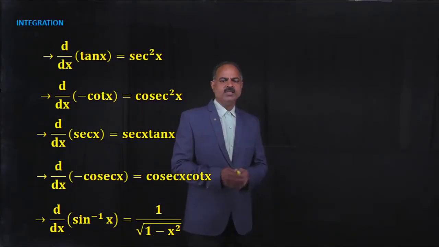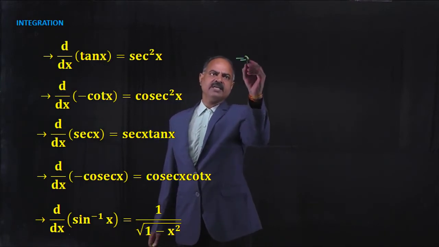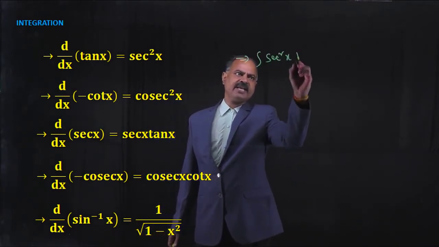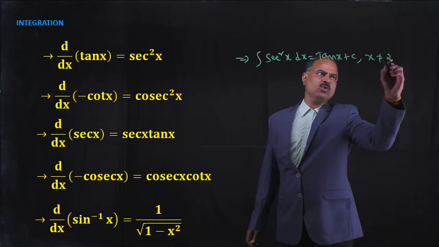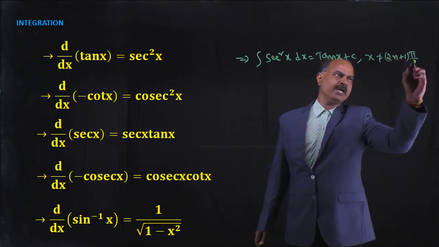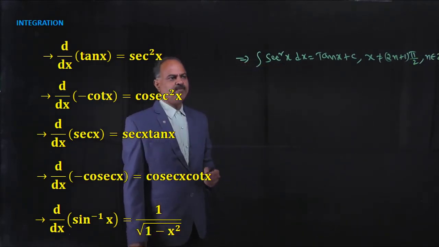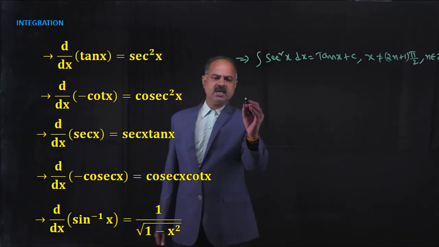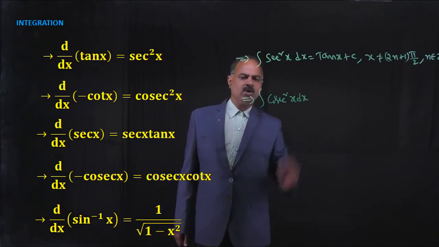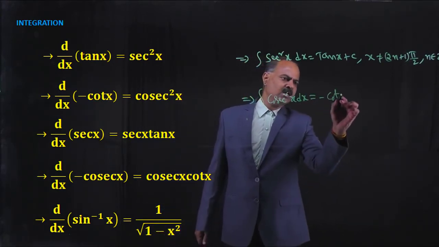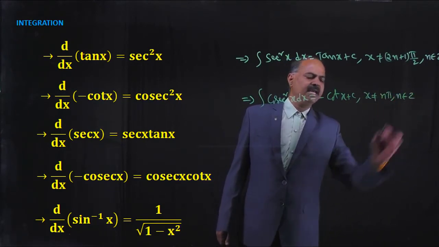Next, we know that d by dx of tan x equals secant square x. So this implies integral secant square x dx equals tan x plus c, x not equal to 2n plus 1 into pi by 2, n belongs to Z. We know that d by dx of minus cot x equals cosecant square x. So this implies integral cosecant square x dx equals minus cot x plus c, x not equal to n pi and n belongs to Z.